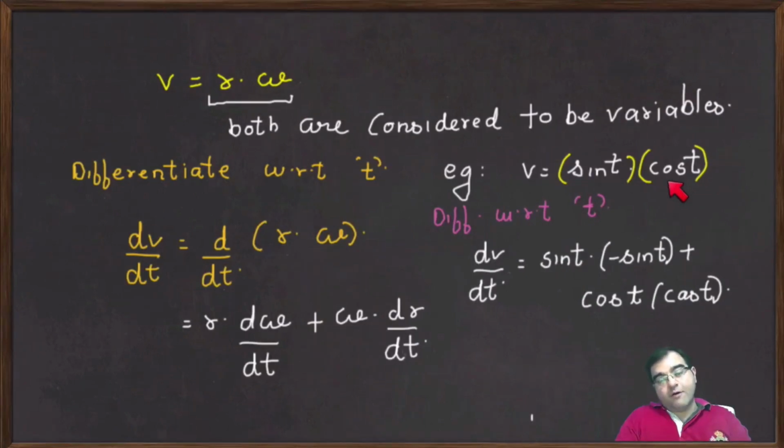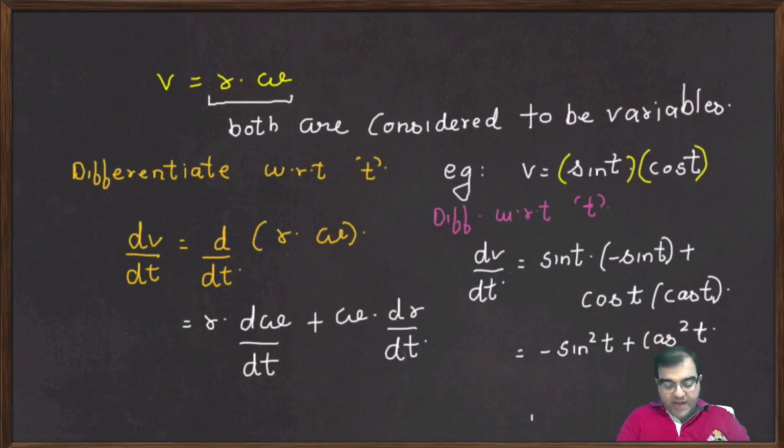Take the derivative of the second term. Derivative of cos of input is minus sine of input. Plus, keep your second term as it is, cos t. Take the derivative of the first term. Derivative of sine of t, or sine of input, is cos of input. What is sine into sine? Sine square. So I get minus sine square t. Plus will remain as it is. Cos into cos is cos square. You get plus cos square t.